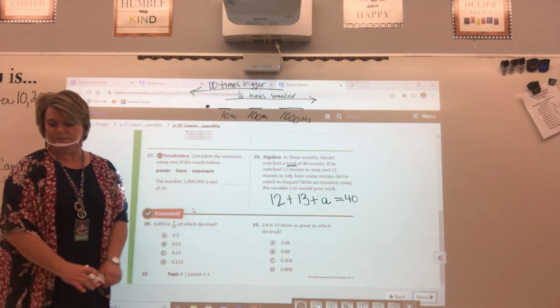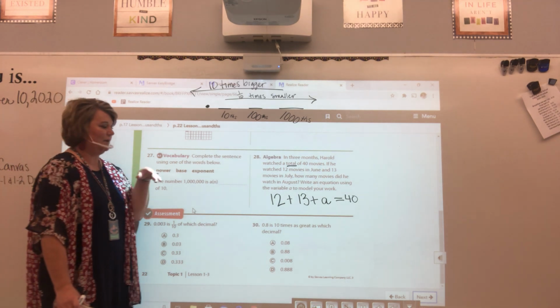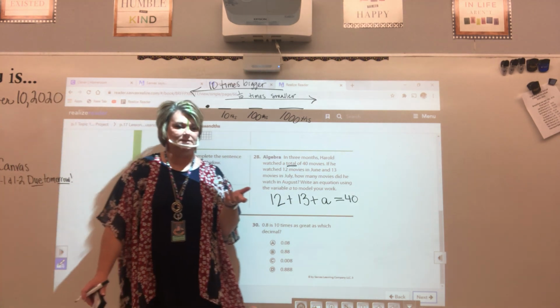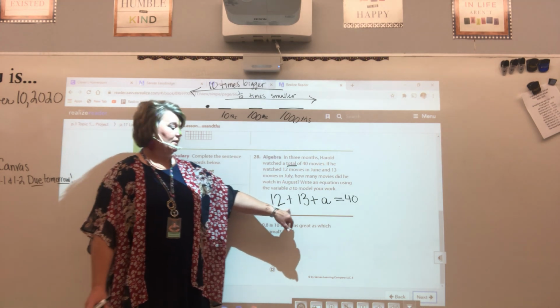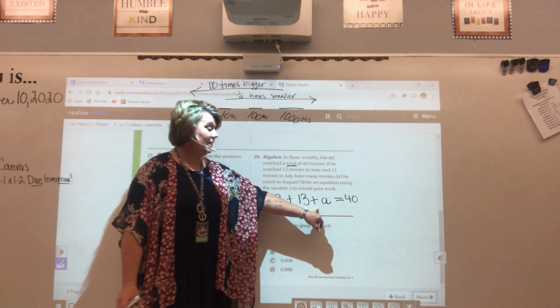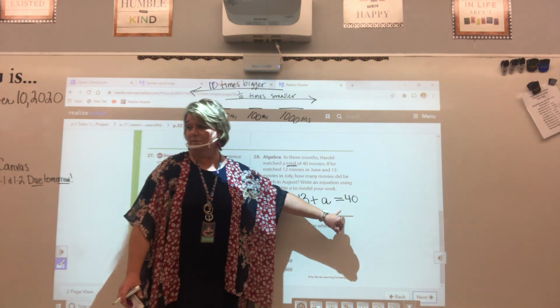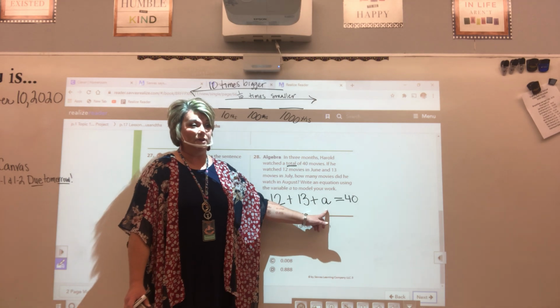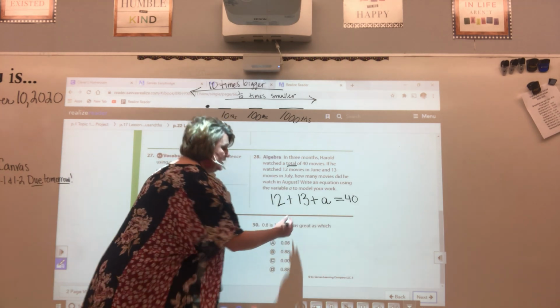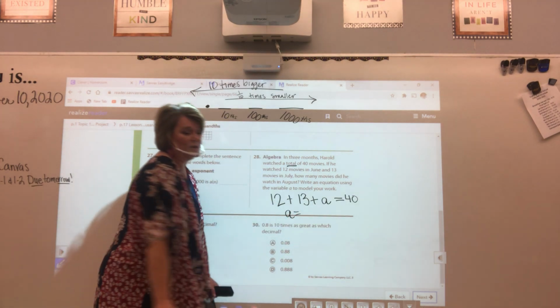Lowercase letters. So let's see if you like how I wrote this, and let's see if this makes sense. June plus July plus August equals how many movies did he watch? 40. And what do we have to do? We've got to figure out what August is. So how in the world are we going to figure out what August is?